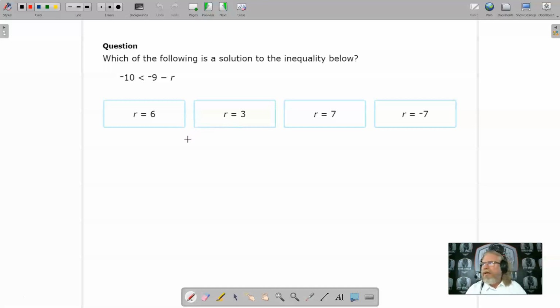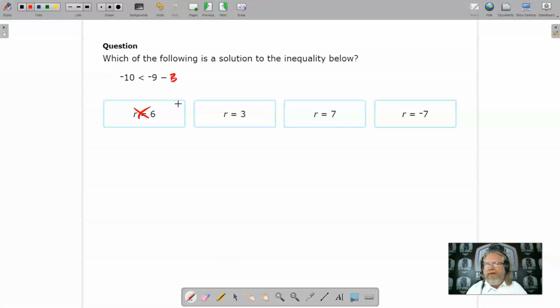Let's substitute it. I've been solving and graphing, and I think I've shown that way quite a bit. We could substitute this in. What if it's a 6? So we have negative 10 less than negative 9 minus 6, which is the same as plus a negative 6. Change the sign, take the opposite. So negative 9 plus negative 6 is negative 15. And is negative 10 less than negative 15? No, that's not a true statement. Negative 10 is actually more. So 6 doesn't work.